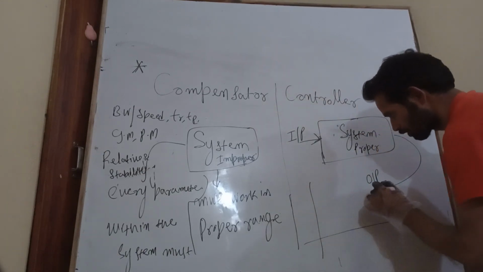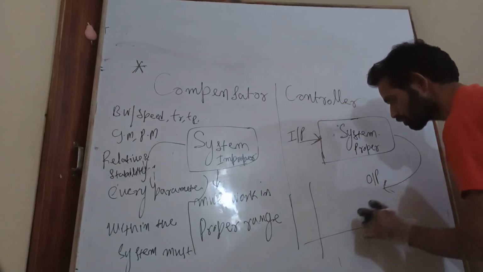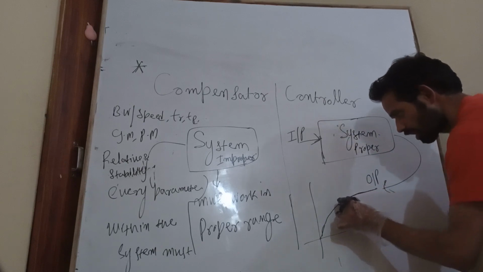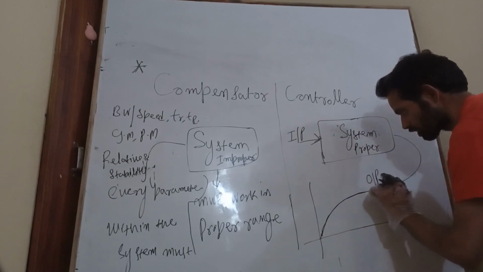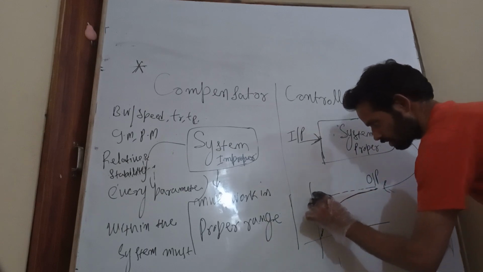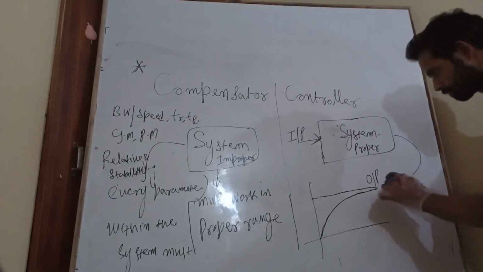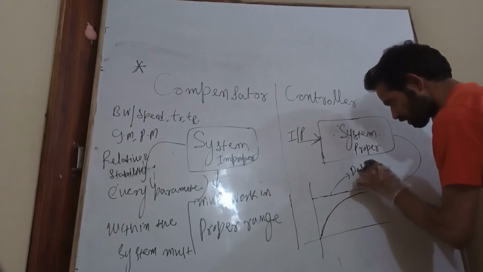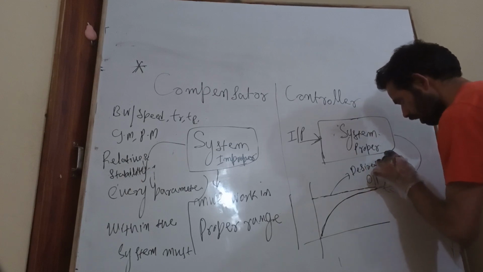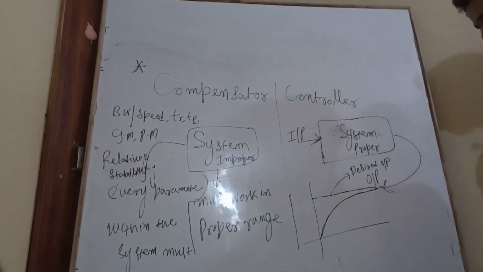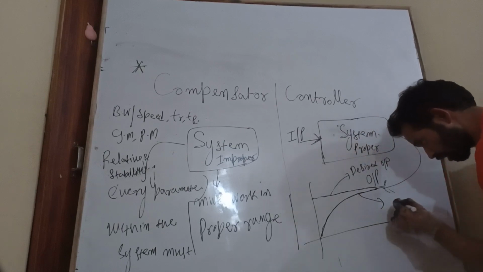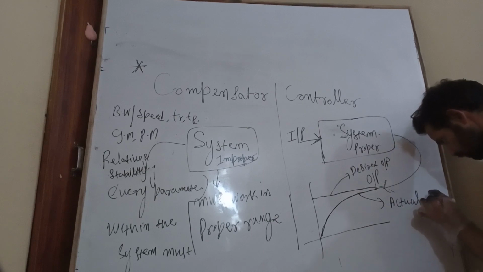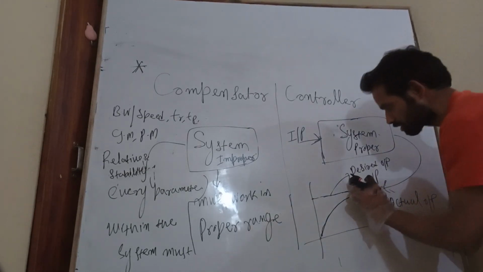But at the output, what happens? If we are applying the input, initially there is a transient, and after that the response reaches steady state. But if you see here, this is my desired output, but I am getting this output, which is my actual output. This is my actual output, and this is my desired output.